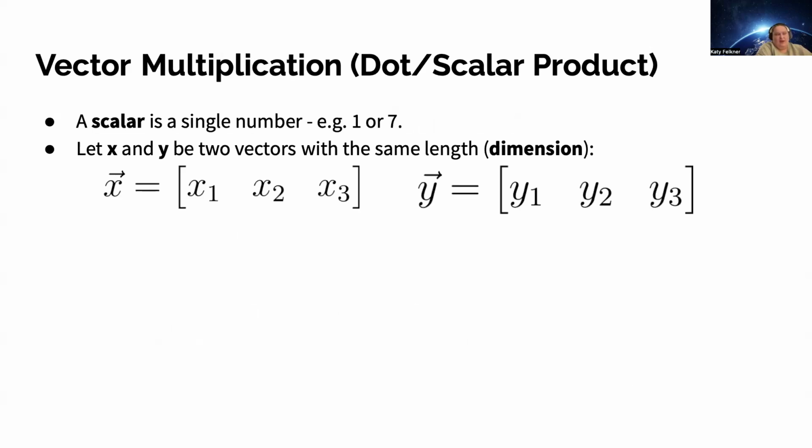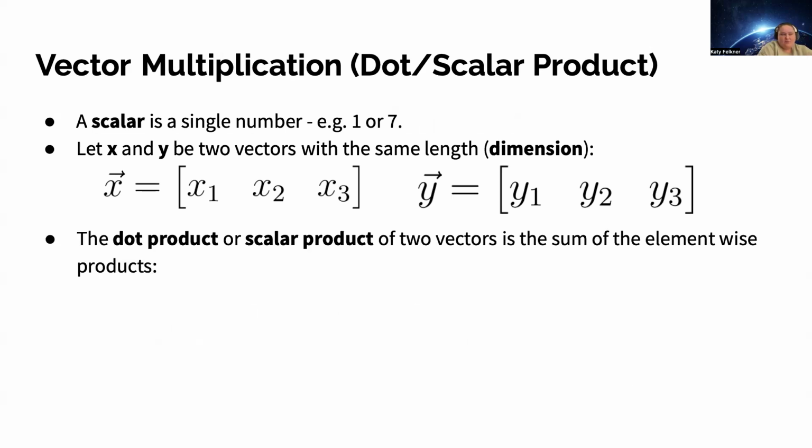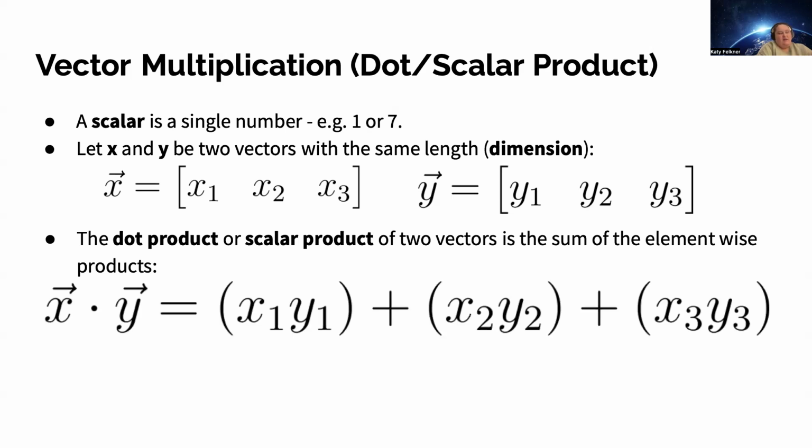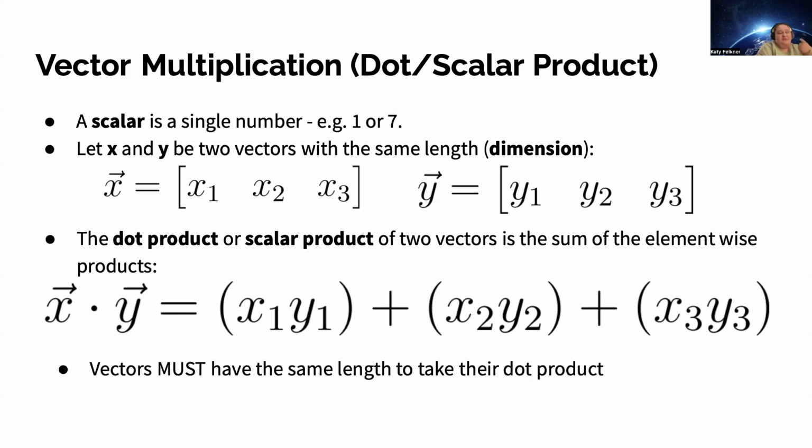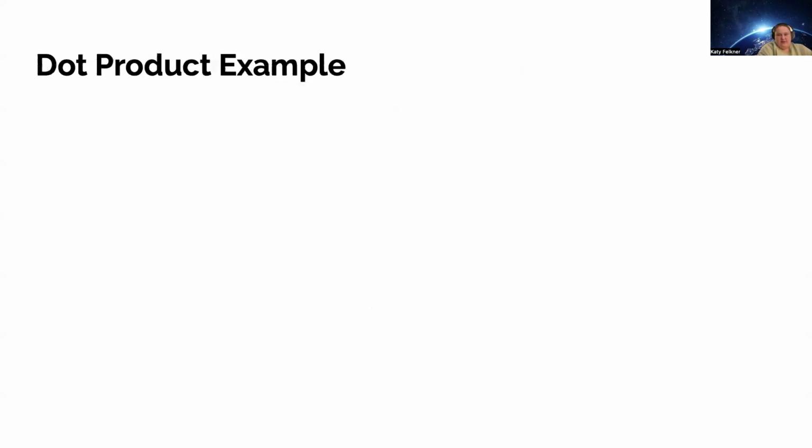So we've got x that's x1, x2, x3, and y that is y1, y2, y3. And the dot or the scalar product is the sum of the element-wise products. So we would say x dot y is x1 times y1 plus x2 times y2 plus x3 times y3. And it's important to know vectors must have the same length for you to take their dot product. So if x had 4 elements and y had 3, you wouldn't be able to take a dot product of those.